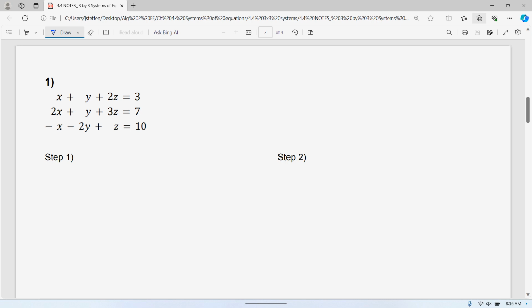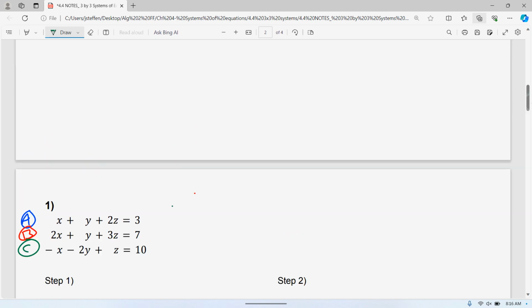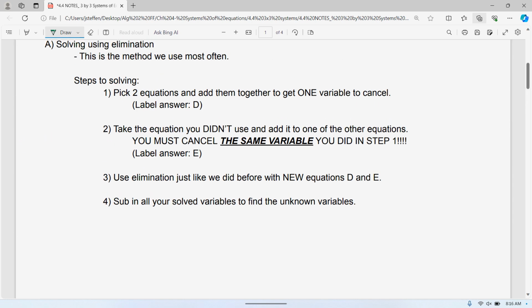You want to label all of your equations. I label them A, B, and C every time. And I try to stay consistent with my colors. So I label those A, B, and C. And again, I actually label out my steps 1, 2, and 3 because I think that helps a lot. So that's the first thing I do. That's not even a step on here. That's just what I label A, B, and C.